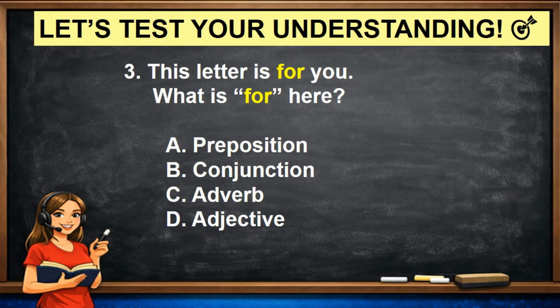Question 3. This letter is for you. What is for here? A. Preposition. B. Conjunction. C. Adverb. D. Adjective.